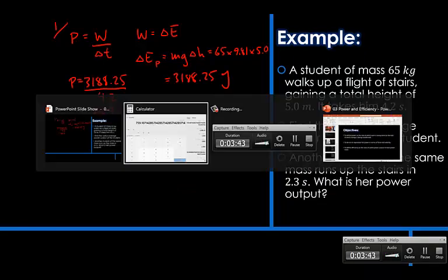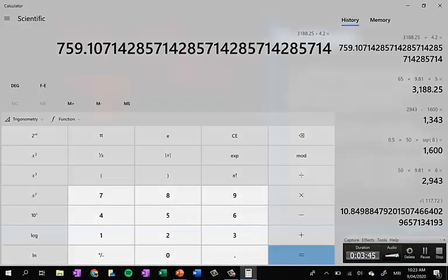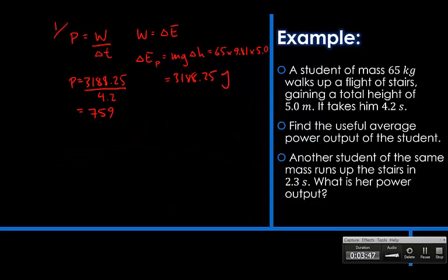And power, was it 759? Yes, it was. Joules per second. It's joules per second because we're dividing an energy by a time. However, we do have a unit that we replace joules per second with for power, or 759 watts. That's watts. And that's the standard unit for power.